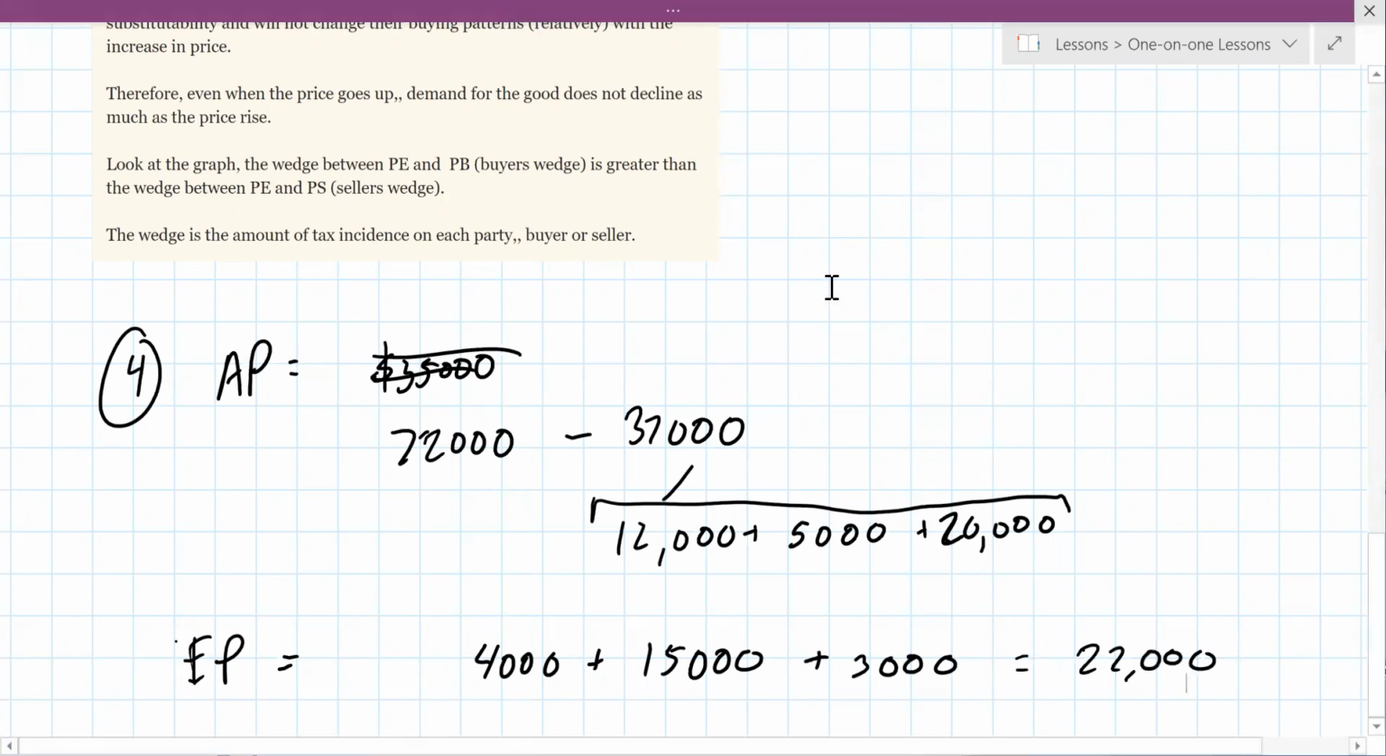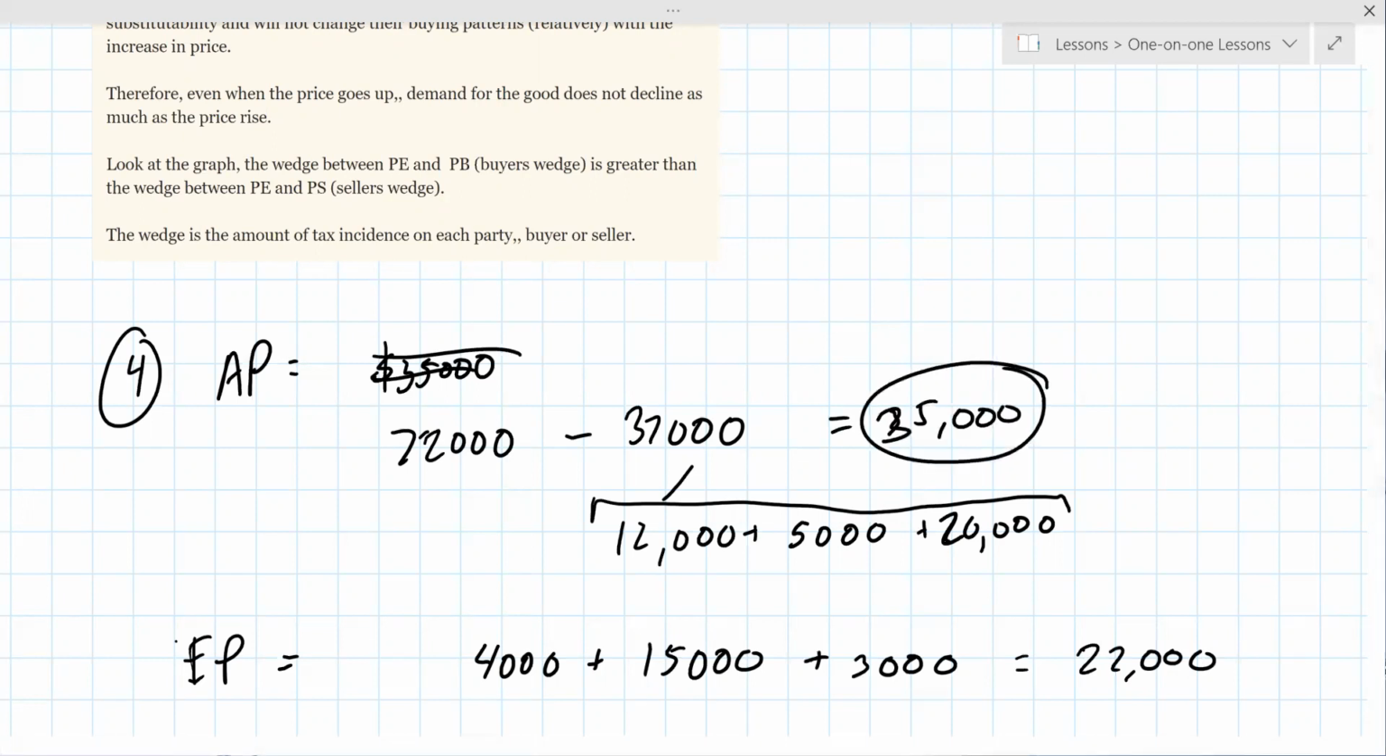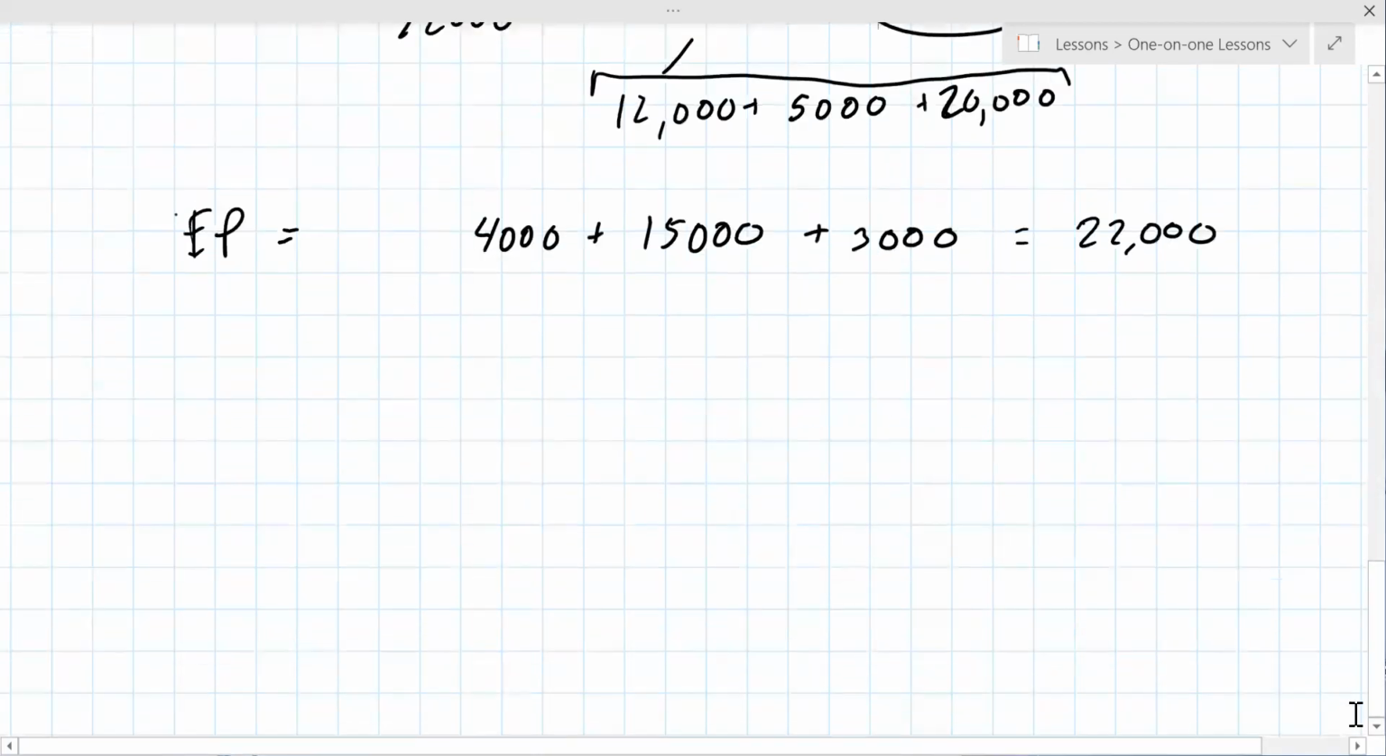And that's deducted from the accounting profit. Basically, the accounting profit was 35,000. I should have made that clear. The accounting profit is 35,000. The economic profit is the accounting profit minus these additional things. So it's 35,000 minus 22,000.